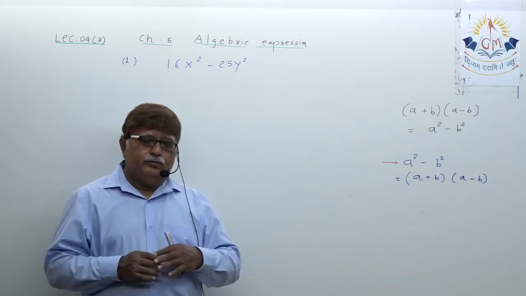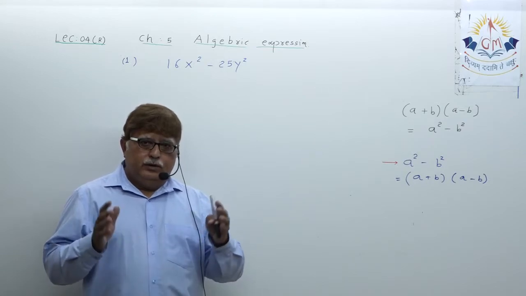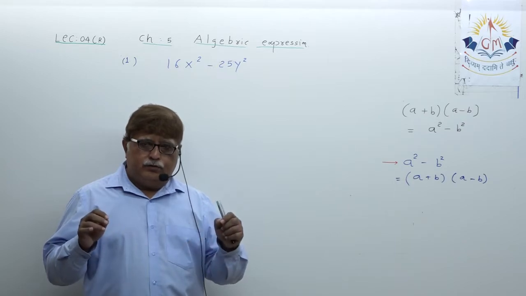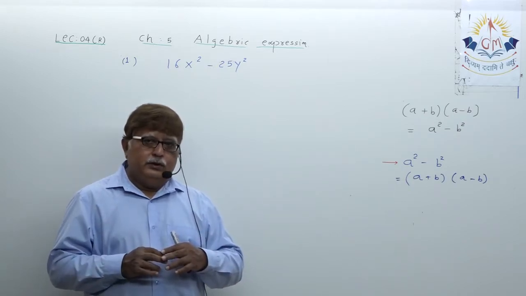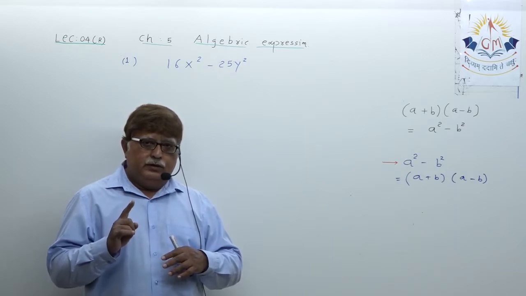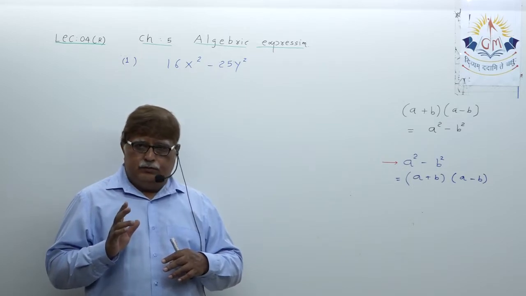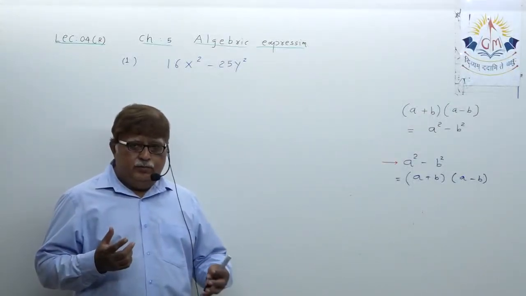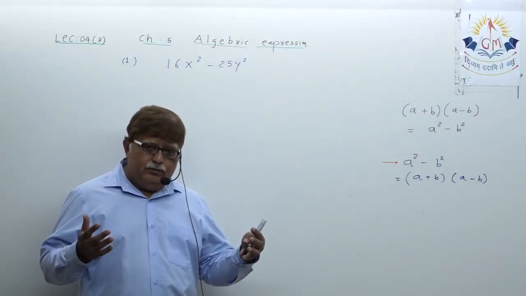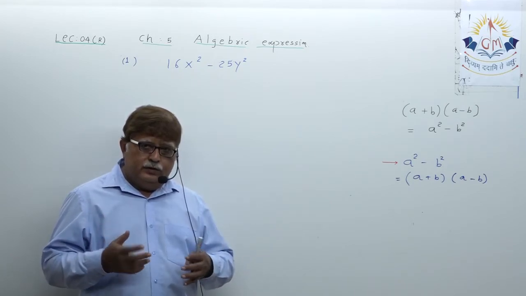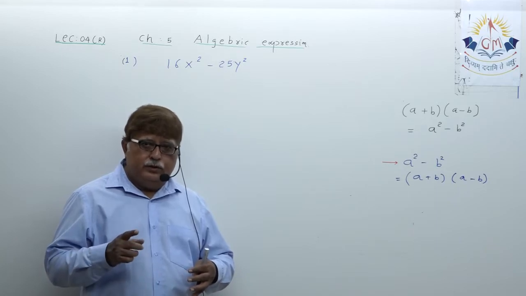Two terms, they are perfect squares, means their square root is possible, and between these two terms there is a negative sign. You understood this? Remember this again, because this is going to be very important when you have to solve one example in the exam.